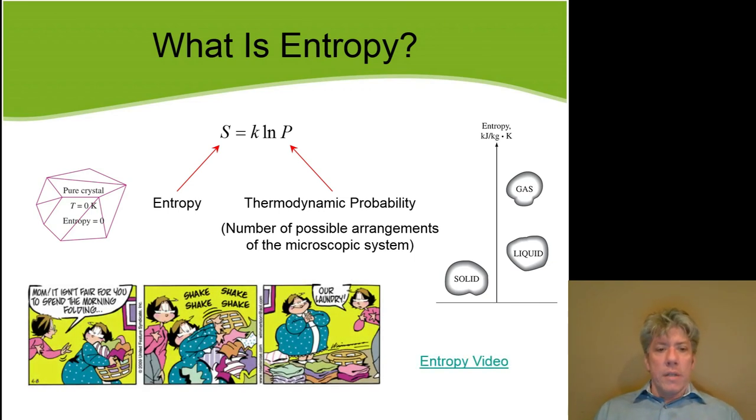So in this cartoon, which I hope helps you, it says, "Mom, it isn't fair for you to spend the morning folding," and then she shakes out the laundry, our laundry. It all comes out in one very particular configuration that is obviously desirable, right? So this is something that would not happen, but apparently experience can make it happen. I don't know about that. I think in nature, obviously, this doesn't happen for all practical purposes. But that's one particular configuration that could occur for the laundry.